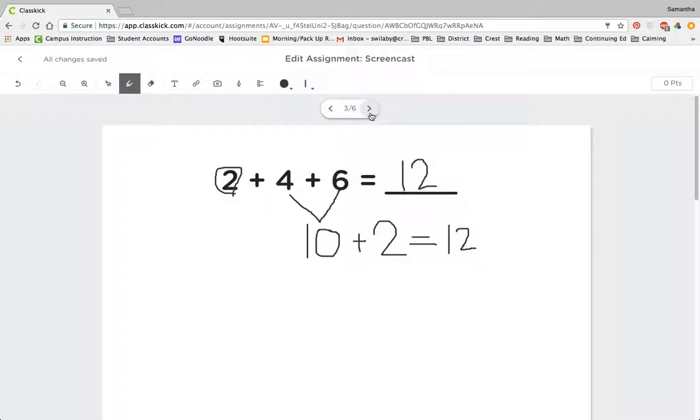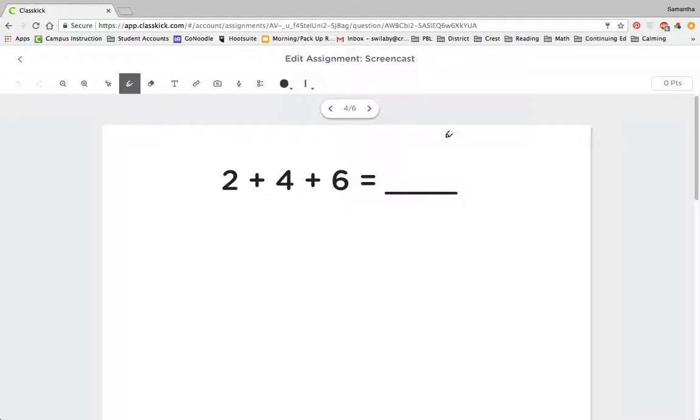Let's see if we can use our other strategy of finding a double. Do you see which numbers I could put together first to find a doubles fact? Yeah, you've got it. 2 and 4 can be put together to make 6. I still have that 6 left that I need to add, so I'll add 6 plus 6. It's a doubles fact that I already know is 12. So since 6 plus 6 is 12, I know 2 plus 4 plus 6 is also 12.